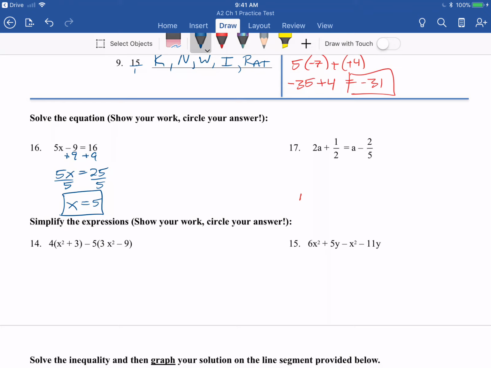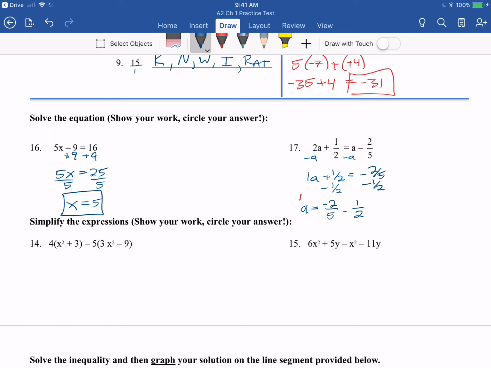All right, so number 17 is a little bit tricky because I got fractions here. But what I see is here I have a, so I'm going to subtract this a to this side because that makes 1a. And then I have plus 1/2 is equal to negative 2/5. All right, now I have to subtract this 1/2 to the other side. Okay, so now I have a is equal to negative 2/5 minus 1/2. Okay, and notice here, hey, I need common denominators to be able to add and subtract fractions. So do I have a common denominator? No, I have 5 and 2.